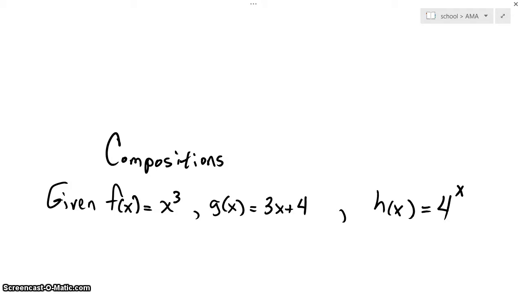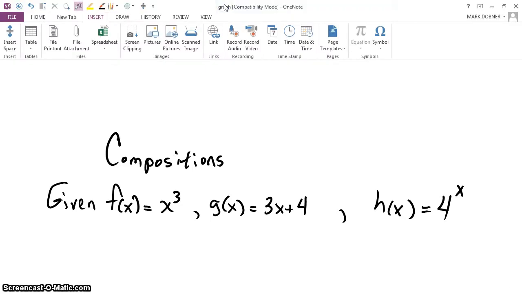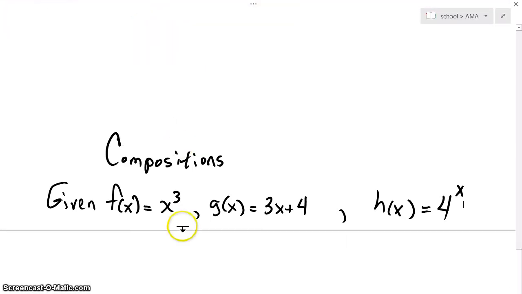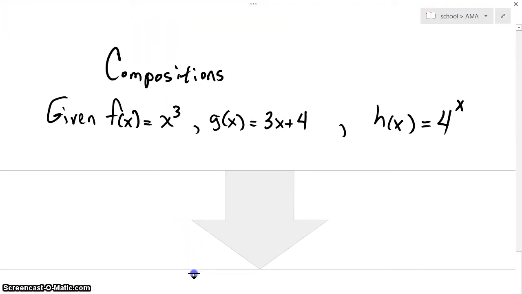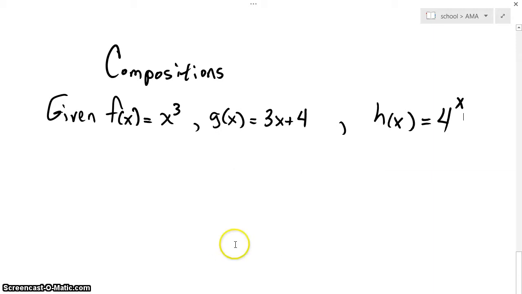Okay, today's video will be on our calculus summer review, reviewing compositions. And a composition of functions, obviously you need more than one function to speak of. Let's say that we're given three functions, say f of x is equal to x cubed.